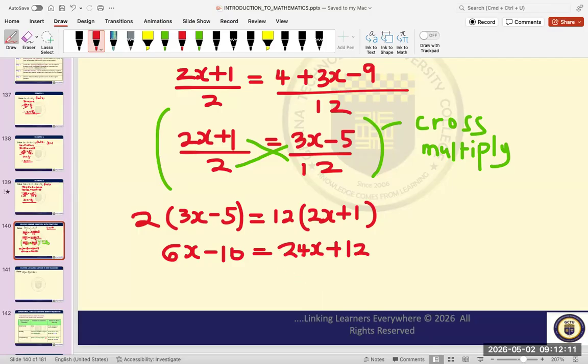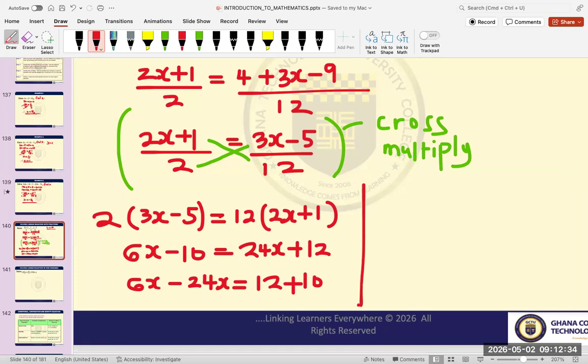So like terms together, this 24x will join the 6x. So you have 6x minus 24x is equal to 12. This negative 10 is crossing over, so it becomes positive 10. So let's continue. 6x minus 24x will give us negative 18x is equal to 12 plus 10 will give us 22.